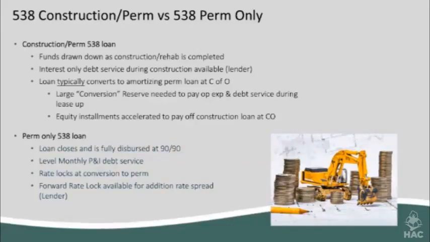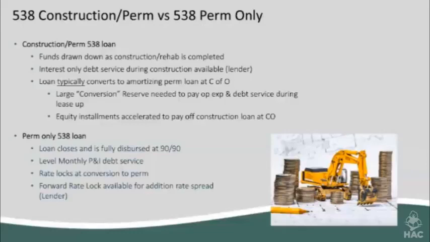Okay, so Section 538, construction perm versus perm only. A perm only is an option 1. Construction perms are either option 2s or option 3s. For a construction perm, funds are drawn down as the rehab or construction is completed, so it doesn't start off as a 90% guarantee. Interest-only debt service during construction is available. The loan will typically convert to an amortizing perm loan at certificate of occupancy.